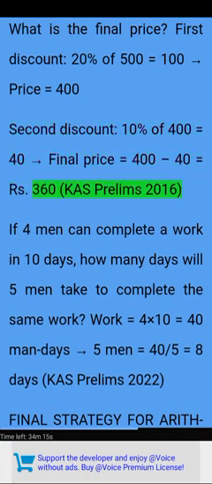CAS Prelims 2016. If 4 men can complete a work in 10 days, how many days will 5 men take to complete the same work? Work equals 4 times 10 equals 40 man days, so 5 men equals 40 divided by 5 equals 8 days. CAS Prelims 2022.